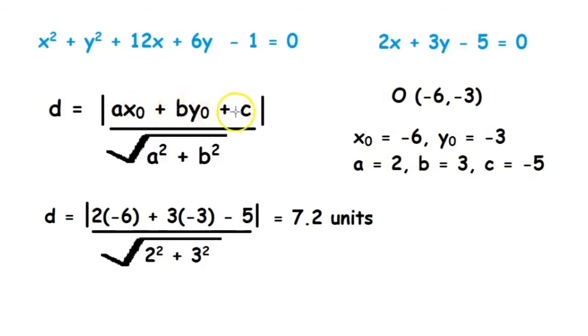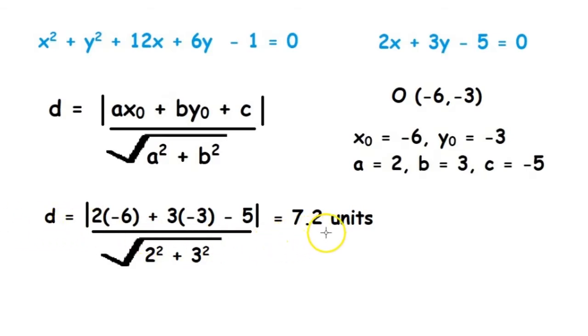A, B and C are from the straight line. So A equals 2, B equals 3 and C equals minus 5. Now we substitute these values into this formula. So that gives us D equals modulus of 2 into minus 6 plus 3 into minus 3 minus 5 over square root of 2 squared plus 3 squared. Finally, we get D as 7.2 units.